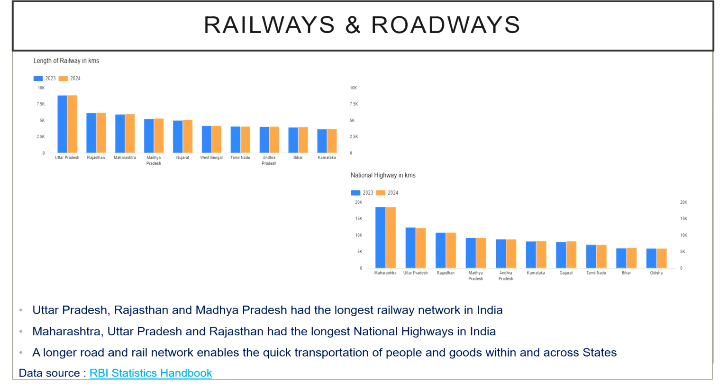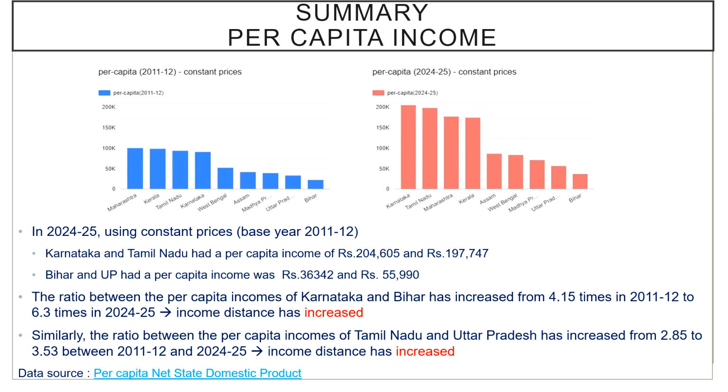Railways and roadways. Uttar Pradesh, Rajasthan, and Madhya Pradesh had the longest railway network in India. Maharashtra, Uttar Pradesh, and Rajasthan had the longest national highways in India. A longer road and rail network enables the quick transportation of people and goods within and across states. This and the following slides will summarize the data.